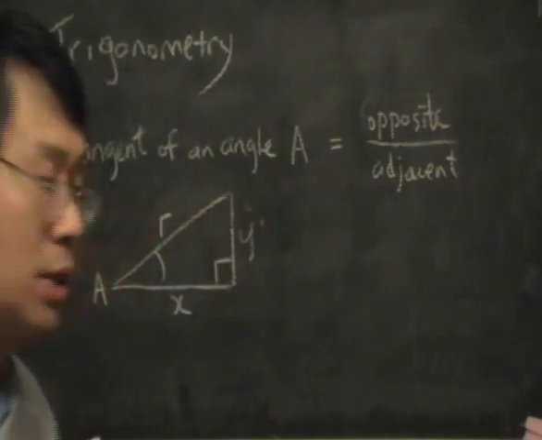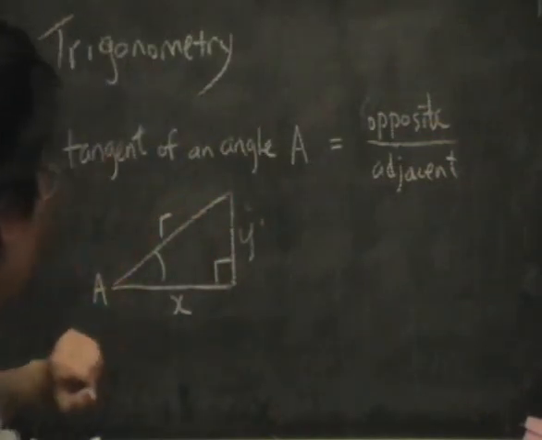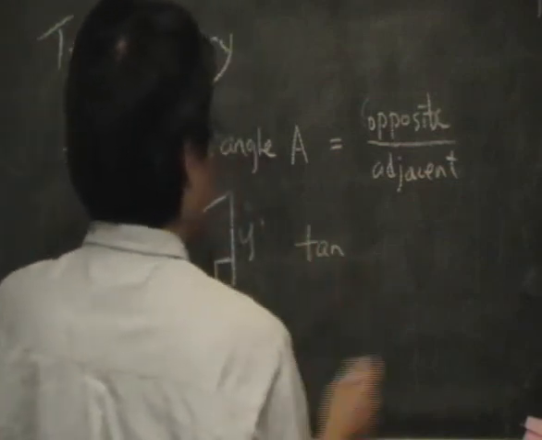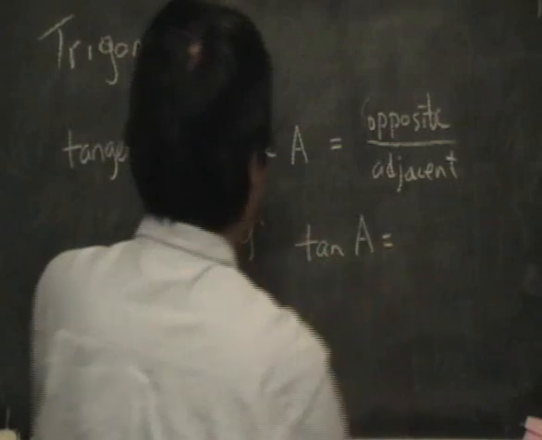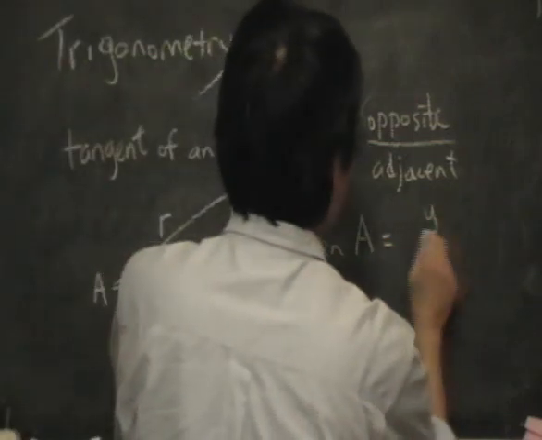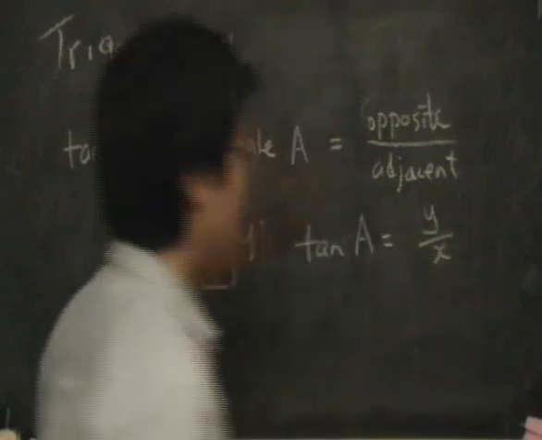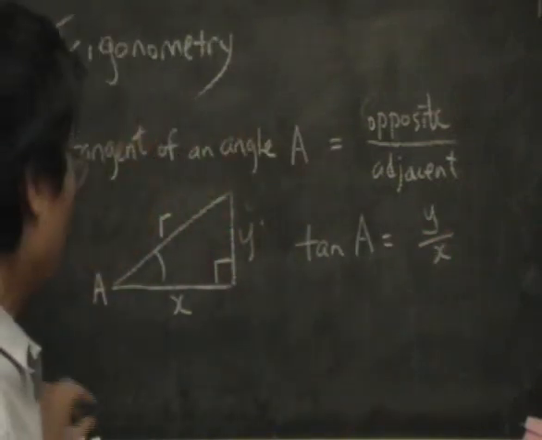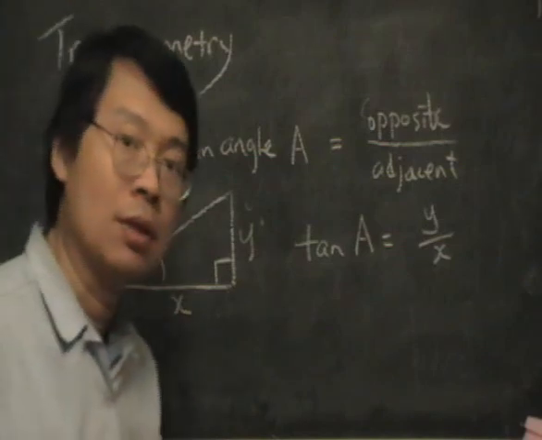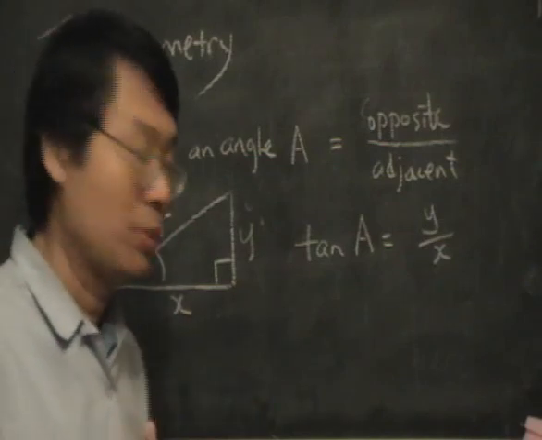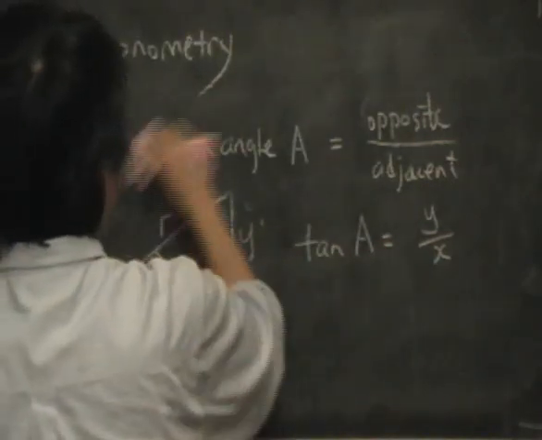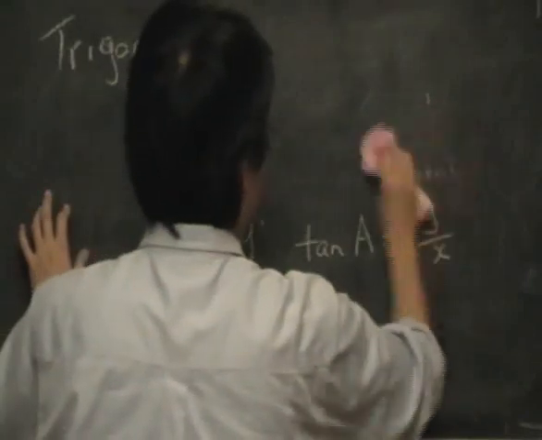Opposite over adjacent. And the symbol for tangent is tan. Tan of the angle A is equal to y over x. That's the symbol. So let's have a look at an example again to see if it behaves like the sine and the cosine.